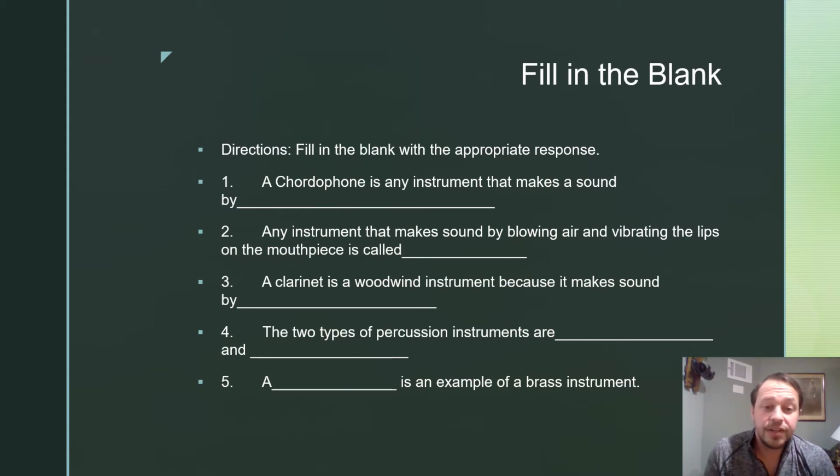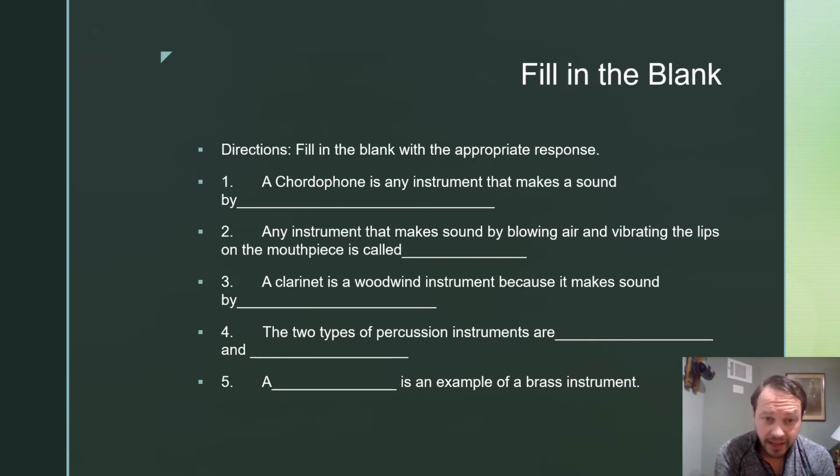Now, how could we finish this sentence to make it true? A chordophone is any instrument that makes a sound by, well, what is a chordophone? We talked about this in class, breaking up the word. The suffix phon or phone means sound, and the prefix chord, what's a chord? A chord is like a string. So this is string sound. So the answer here: a chordophone is any instrument that makes a sound by the vibration of strings.